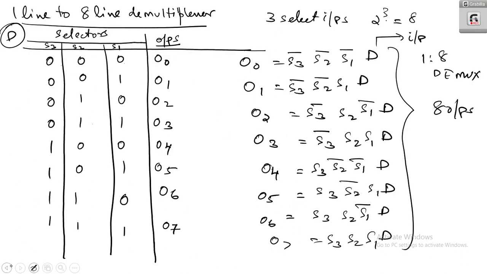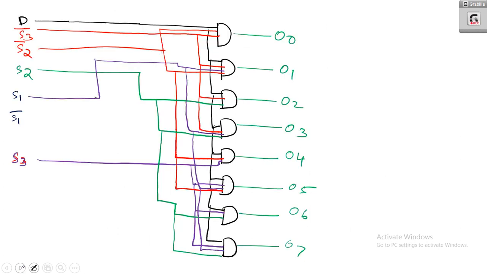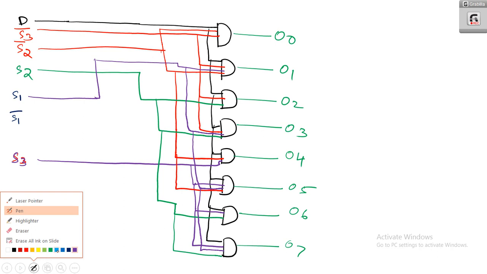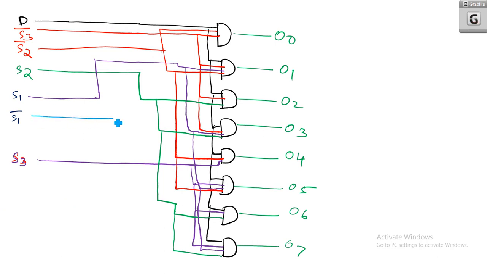Now S1 bar. S1 bar is there for 0, 2, 4, and 6, right? S1 bar is there for 0, then coming into 2, then coming into 4, and coming into 6.